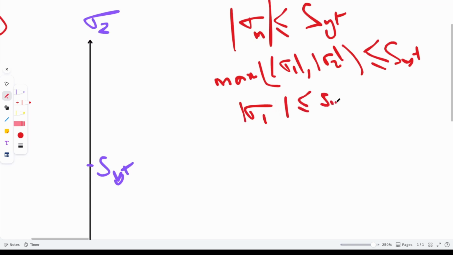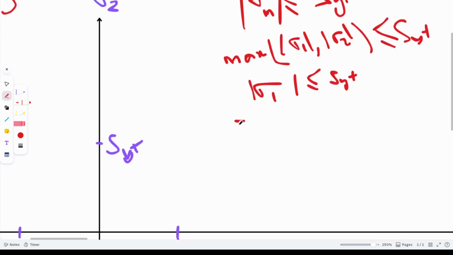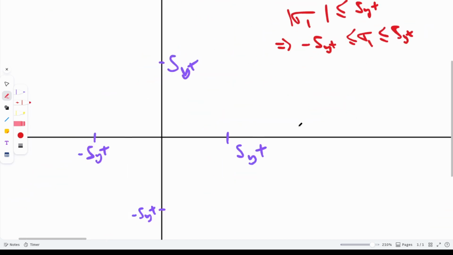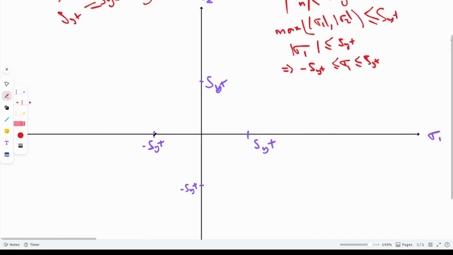Or we can write this as: the value of sigma 1 should lie between minus SYT and SYT, right? Because that is the only way the magnitude of sigma 1 can be less than SYT. So this equation is as good as the other equation, mathematically speaking. On the graph, the value of sigma 1 can go from here to here, and sigma 2 as of now can be anywhere, but sigma 1 is confined between SYT and minus SYT. And so we draw two lines. Sigma 1 is somewhere in between this region over here.